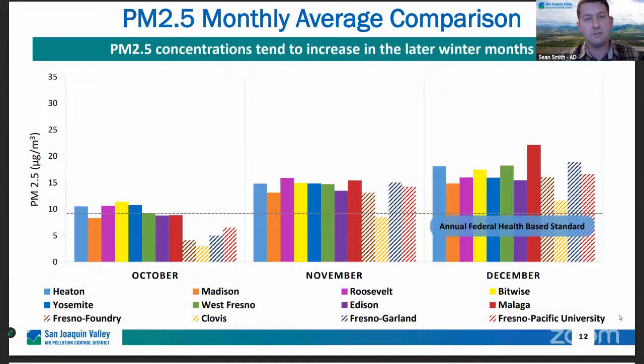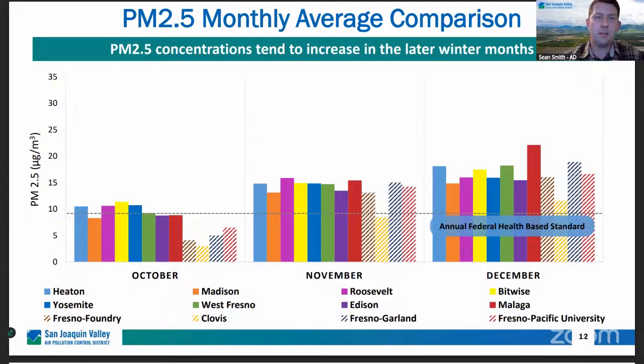So this is specifically only looking at Q4 data for each site, and we've averaged it for each month. Concentrations are on the left-hand side, and it shows each month on the x-axis. And then we put them into bins of October, November, and December.